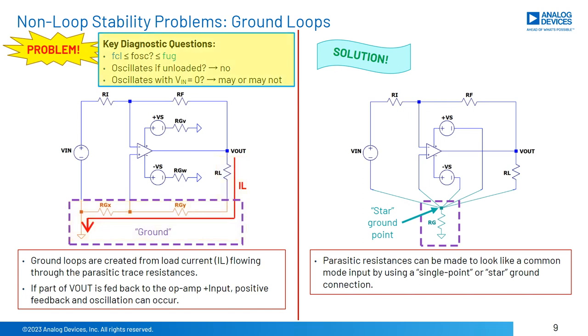The observed oscillation frequency for ground loops on PCBs can be between FCL and FUG. The op-amp circuit will not oscillate unloaded. The op-amp circuit may or may not oscillate with Vin equal to 0 volts. Fortunately, the solution is easy to implement by all connections returning individually to a single point or star ground. This solution is often implemented in good PCB designs using ground planes.